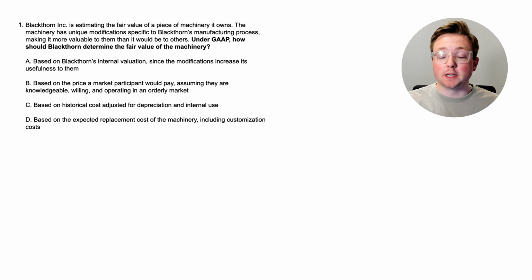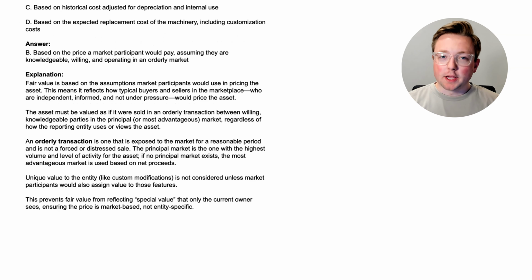We are going to use the explanation to learn about market participant assumptions in this question. So if you want, pause the video and think about this. If not though, let's go ahead and talk about the explanation. Okay, here we are. The answer is B. Based on the price a market participant would pay, assuming they are knowledgeable, willing, and operating in an orderly market. So that's what they would do in this situation.